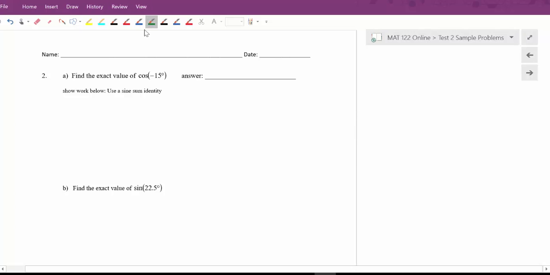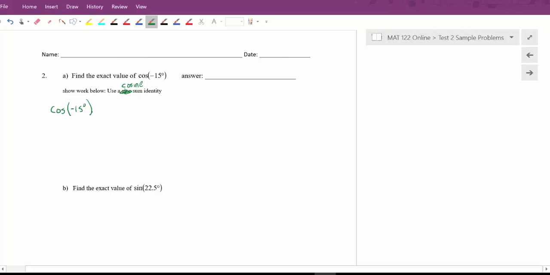There's only certain identities that I'm going to give you. I'll discuss that as I go through this. This one right here is going to say find the cosine of negative 15. I'm pretty sure this was supposed to say use the cosine sum identity. So what we're going to do is we're going to write the negative 15.